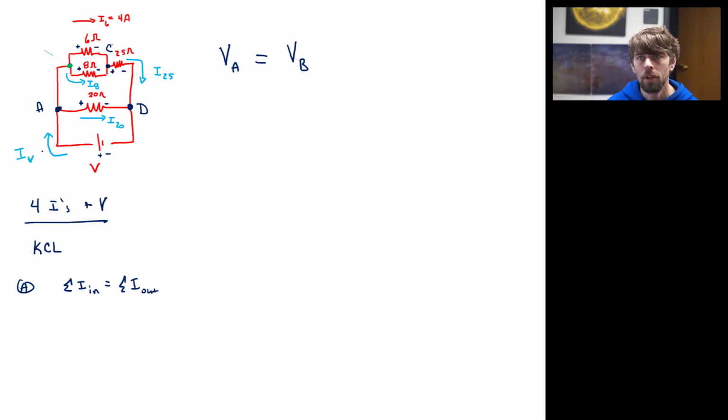Okay, good. Well, junction A, we have the IV, the current running through the battery is going into that junction. We see that I-20 is going out. And now we have to remember, oh yeah, this is a perfect wire here. And so we have I6 and I8 also coming out of that junction. So we have I6 and I8. And there is one of our equations. So I'll label that equation 1.